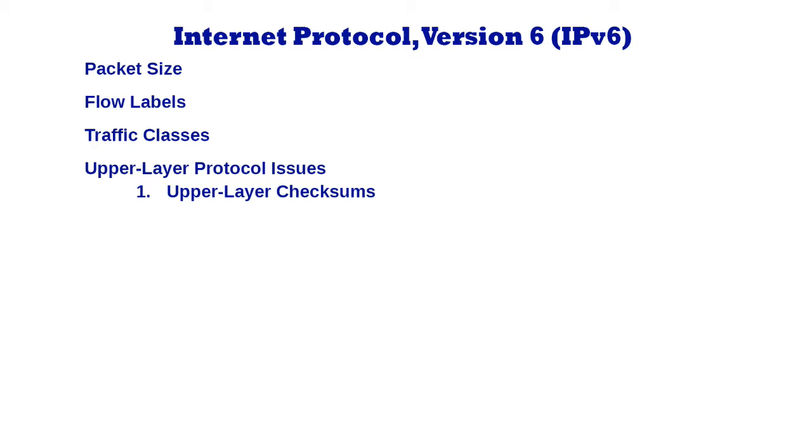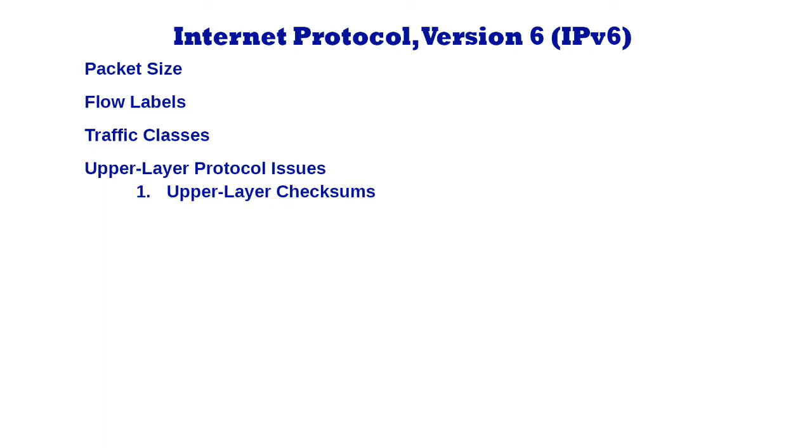Upper layer protocol issues. 1. Upper layer checksums. Any transport or other upper layer protocol that includes the addresses from the IP header in its checksum computation must be modified for use over IPv6 to include the 128-bit IPv6 addresses instead of 32-bit IPv4 addresses.